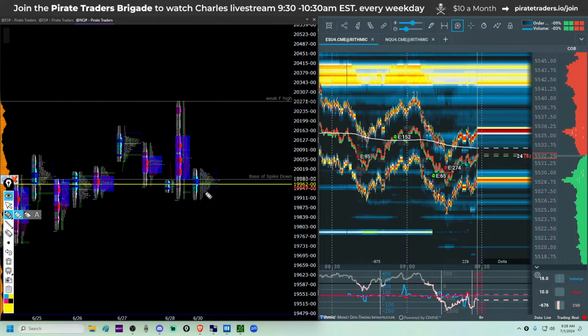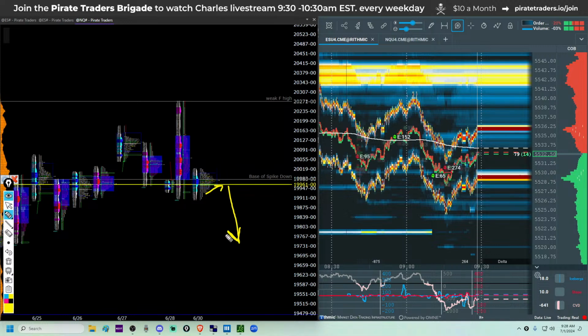If the market opens here in about 2 minutes, which it looks like it will, below the base of that spike, below 980, that increases the odds the market wants to go lower today. That makes the probability of continuation lower much, much higher.